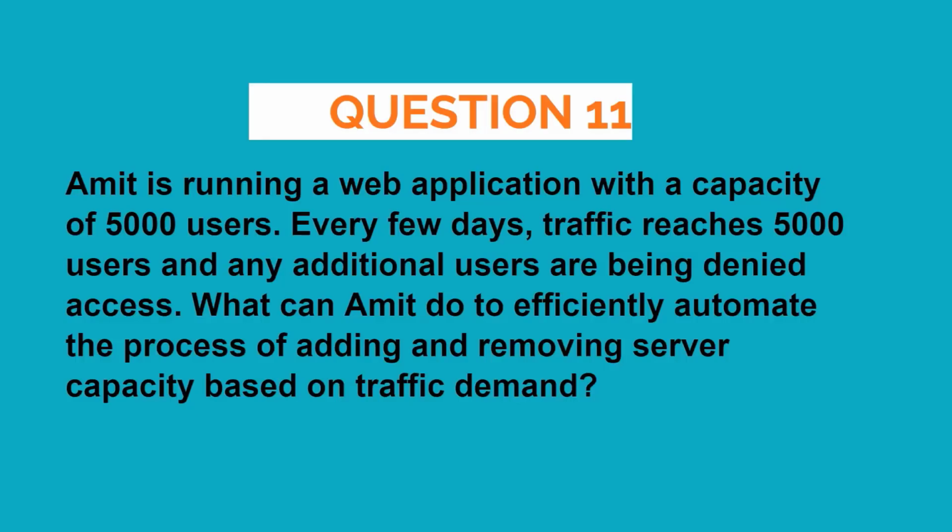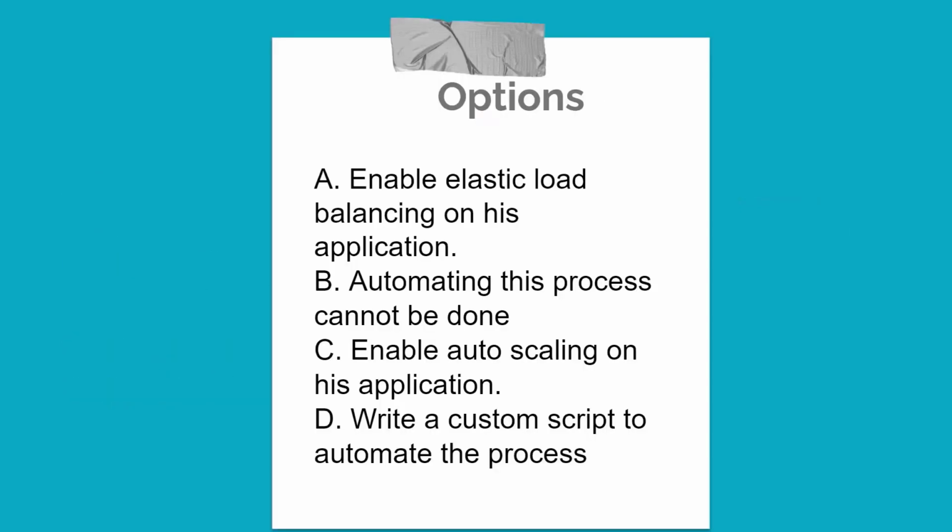Question 11. Amit is running a web application with a capacity of 5,000 users. Every few days, traffic reaches 5,000 users and any additional users are being denied access. What can Amit do to efficiently automate the process of adding and removing server capacity based on traffic demand? Option A. Enable elastic load balancing on his application. B. Automating this process cannot be done. C. Enable auto-scaling on his application. D. Write a custom script to automate the process.